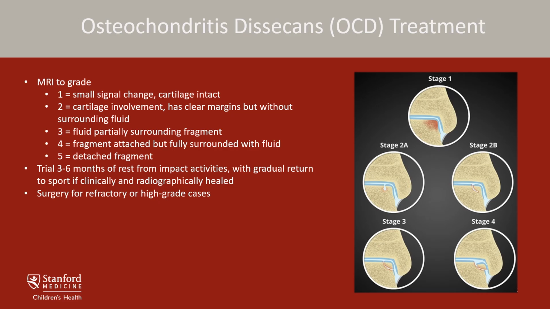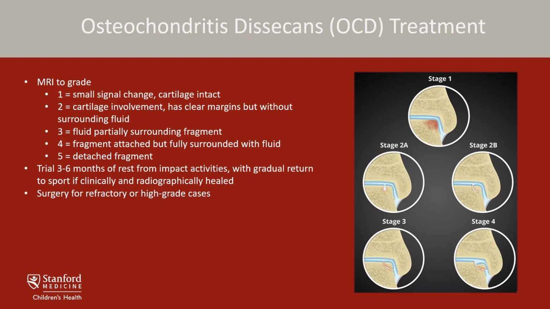If you have a clinical or radiographic suspicion for an OCD lesion, the MRI helps you to grade whether it's low grade, which is grades up to 3, or high grade, which is grades 4 and 5. High grade lesions warrant surgical consultation given their low likelihood for healing with rest alone.